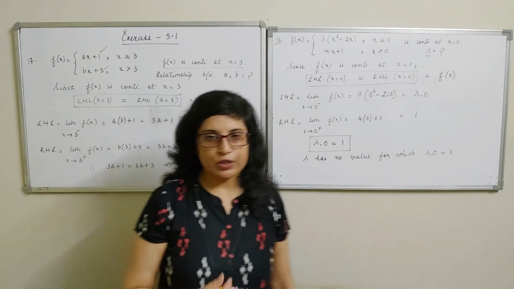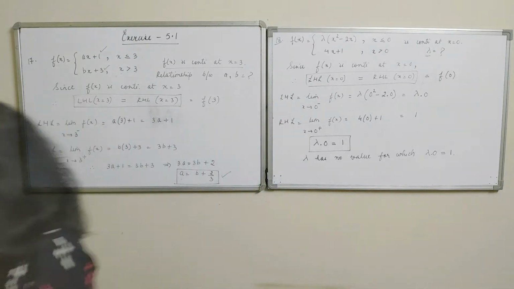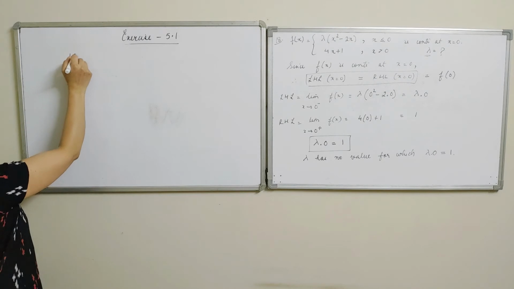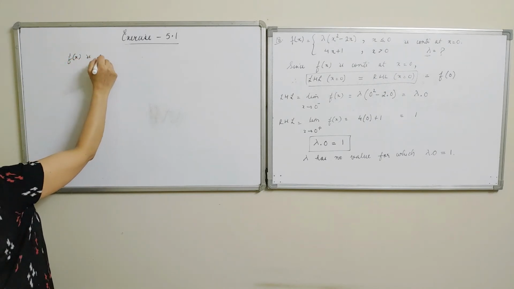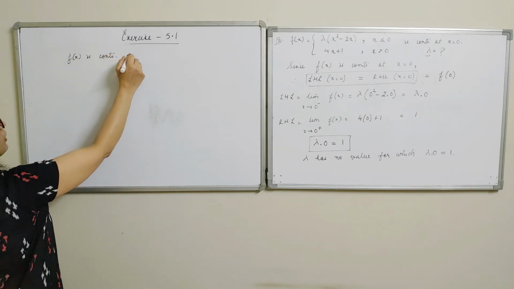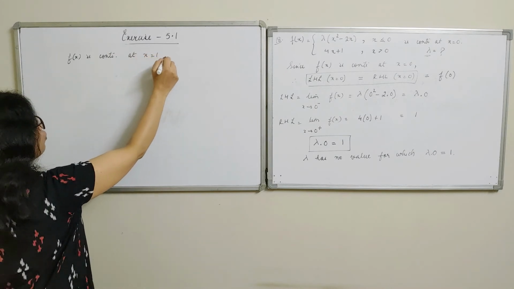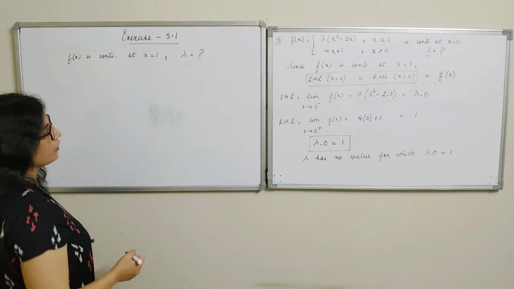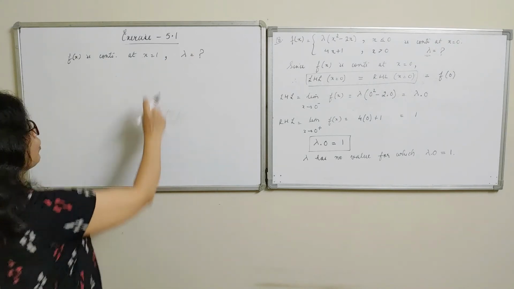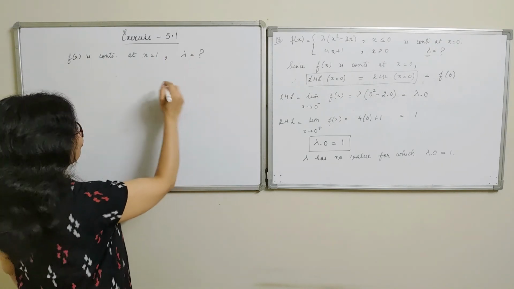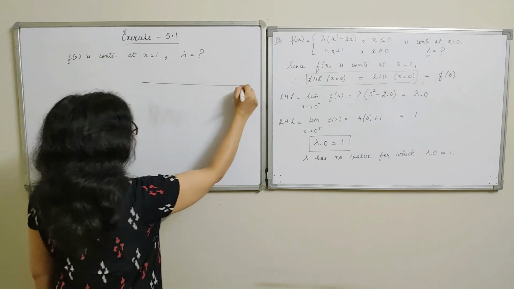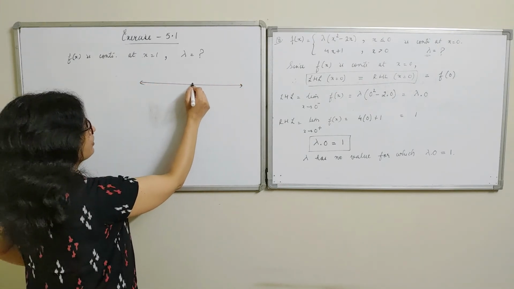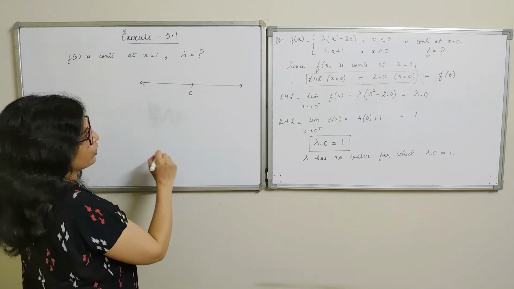So now let's move on to the second part of the question. Now the second part of the question says that the same function f(x) is continuous at x equal to 1. Now in this case, find out lambda. So here we need to know where exactly x equal to 1 is. So for that function, I'll just draw a number line representing all real numbers. The domain is defined about the point 0.